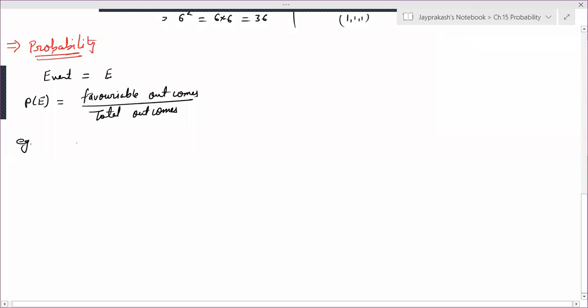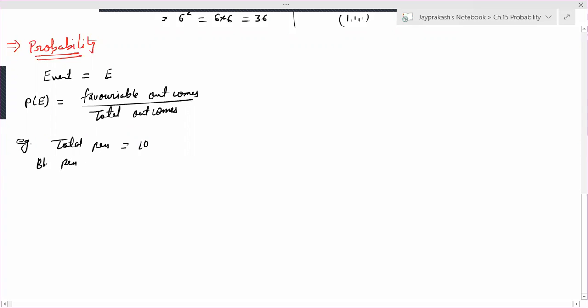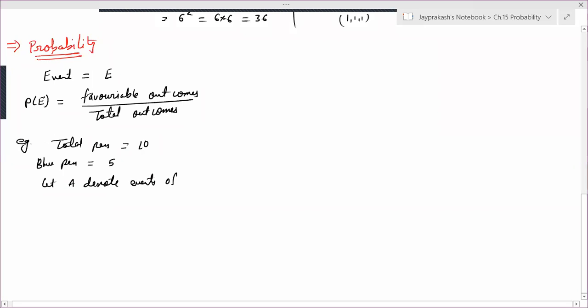Now let's see one example. Suppose I have 10 pens. Out of 10, I have 5 blue pens. Now I want to pick one pen randomly. अगर मैं इनमें, okay, so first we will write कि let A denote the event of getting a blue pen.